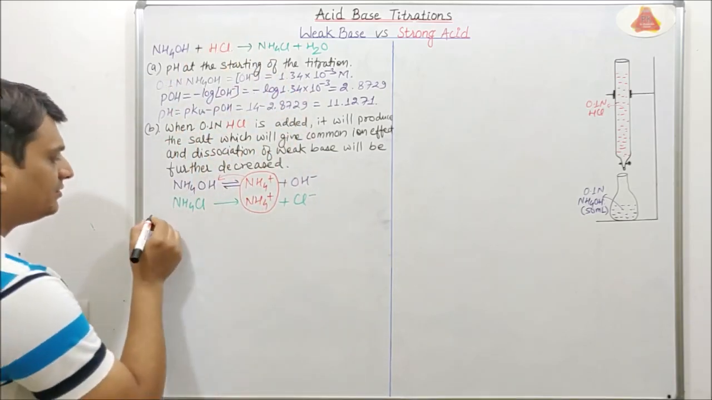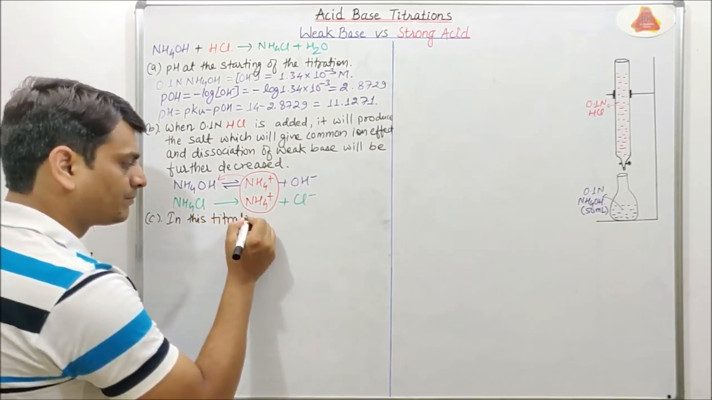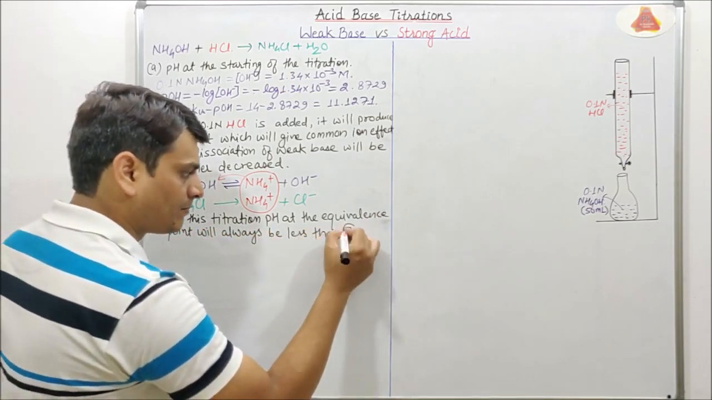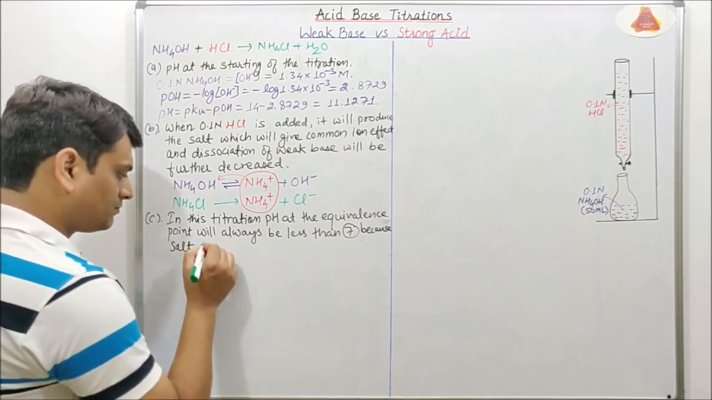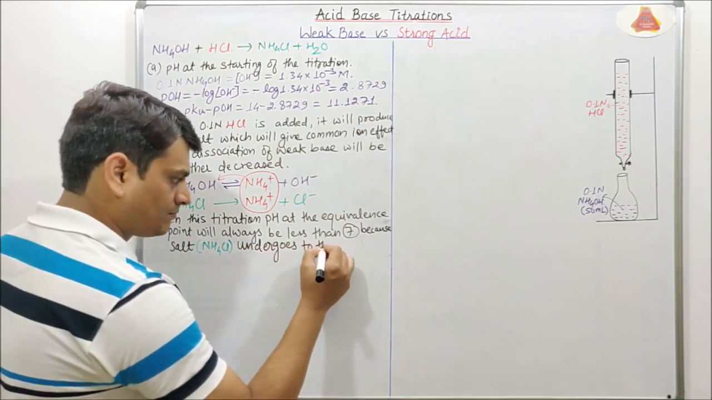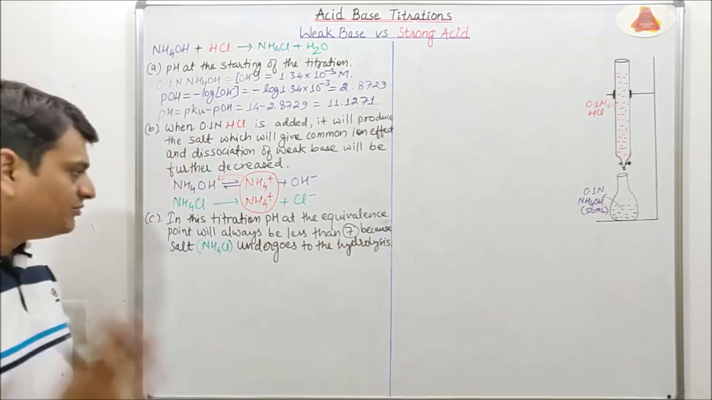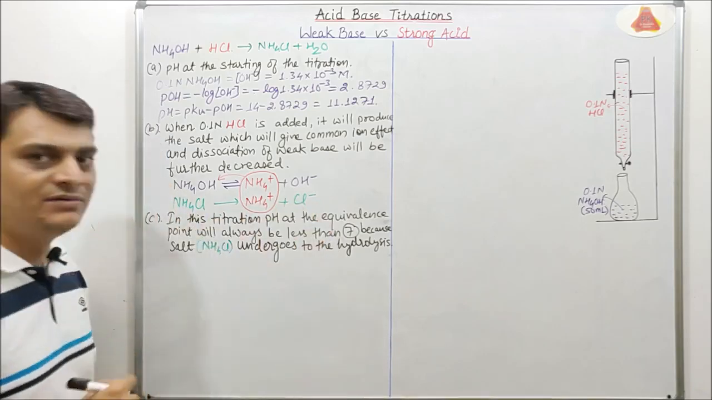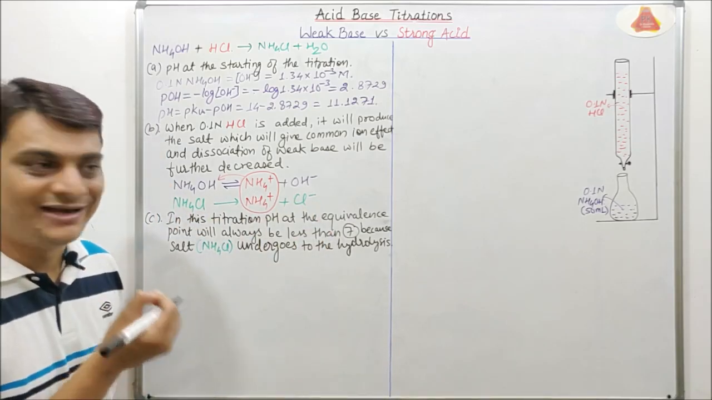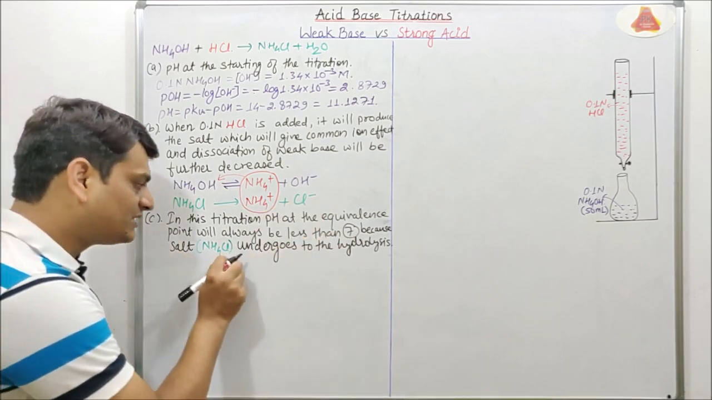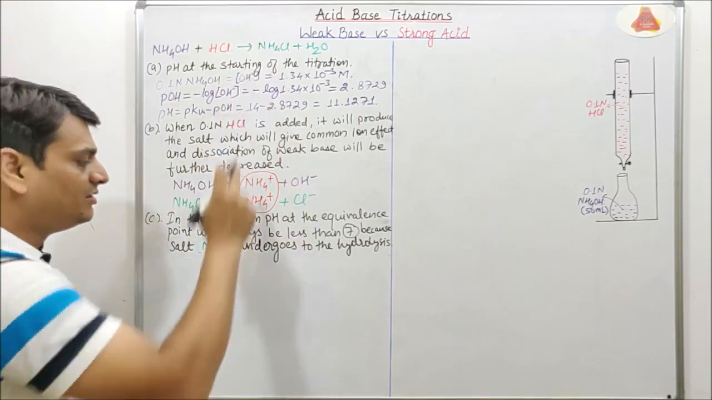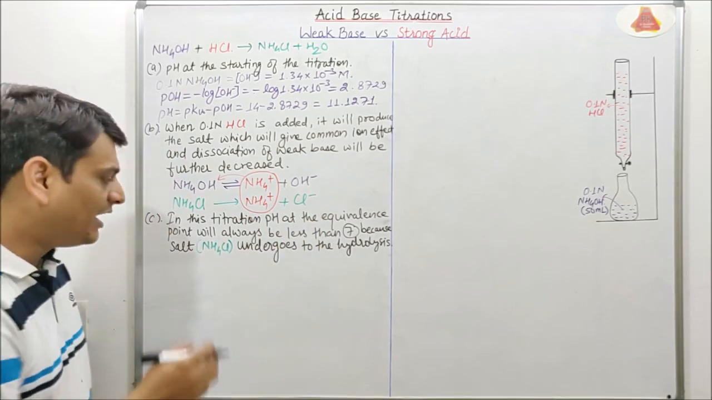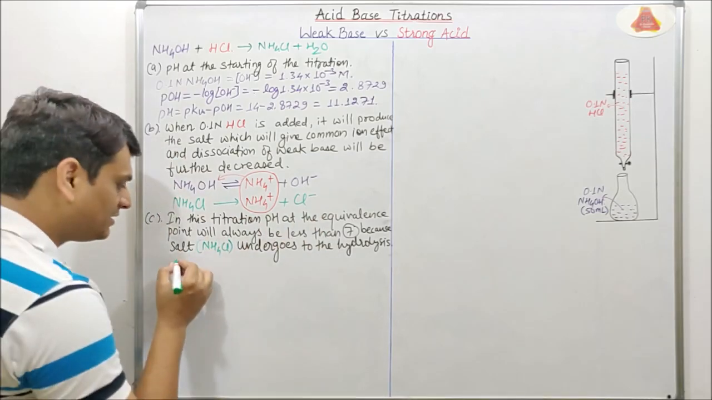Now coming to the third condition. According to this condition, in this titration the pH at the equivalence point will always be less than 7, meaning we will get an acidic pH at the end point, because the salt NH4Cl produced by this reaction undergoes hydrolysis. So this acidic pH will occur due to hydrolysis of NH4Cl like this.